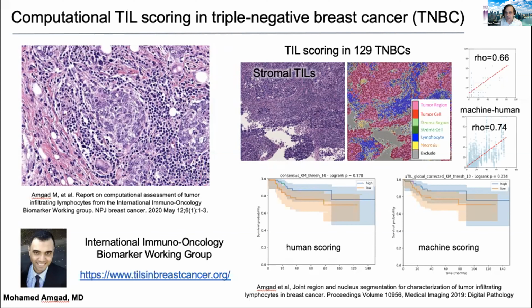And so our student, Mohammed Amgad, who's done a lot of the work that I'll show you today, has done some work with this immuno-oncology working group, but also looking at how do we build these algorithms and score things like immune infiltrates in breast cancer, and just showing that you can really make this highly reproducible. And you can do this in a way that is consistent with breast cancer experts scoring these same tissues.